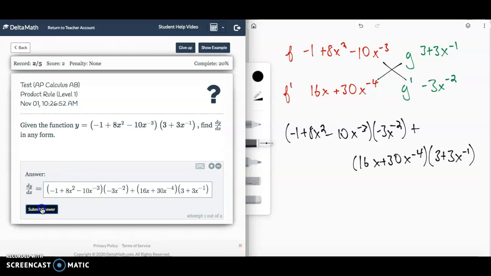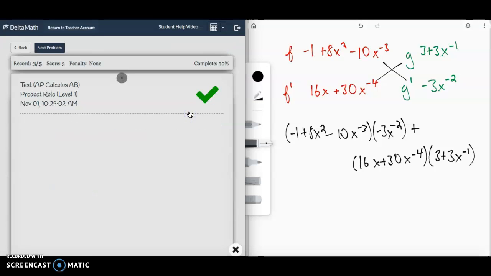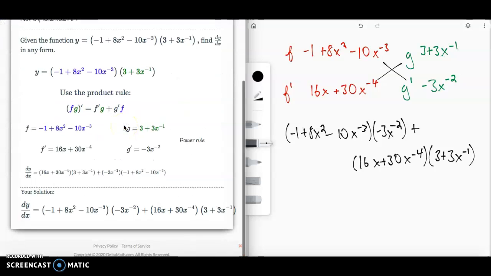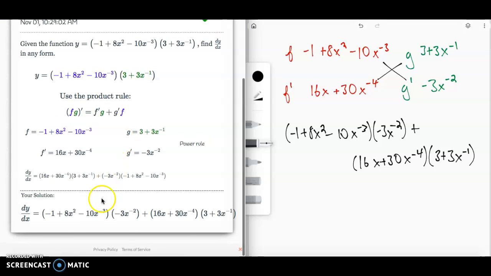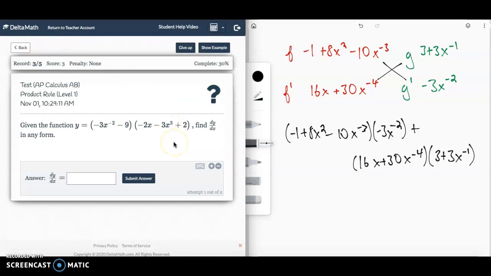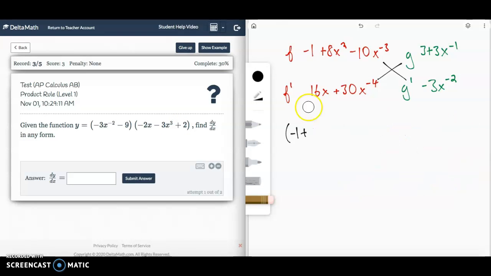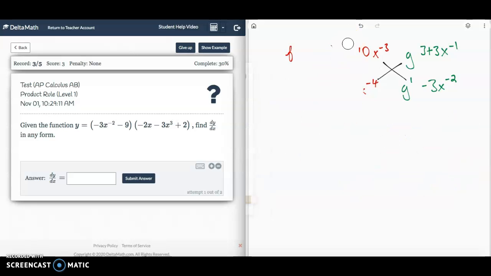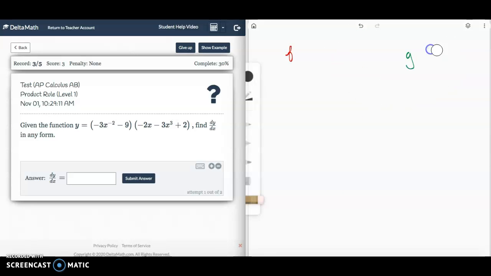All right, let's see it. Woohoo, they did it. They did, so we did this part first, they did it second, but it's fine because you can add in any order. All right, let's try one more. So for this one, there you go. I'll have to move my g over a little bit.